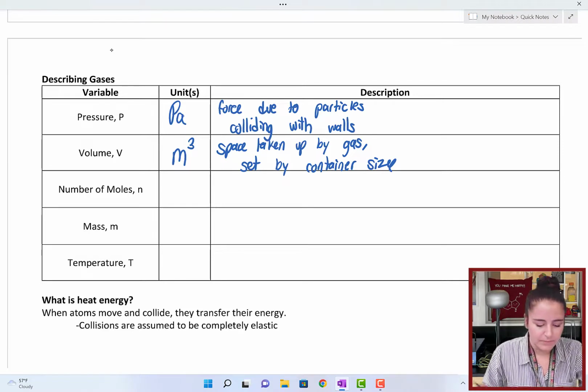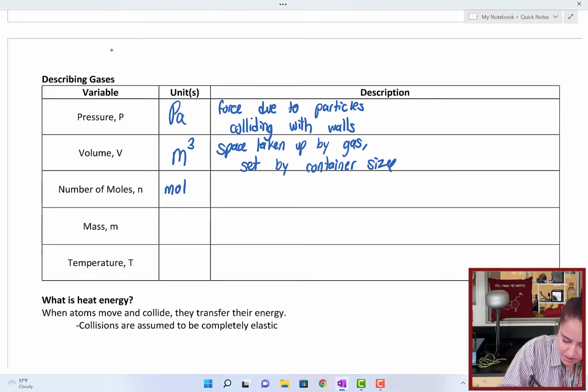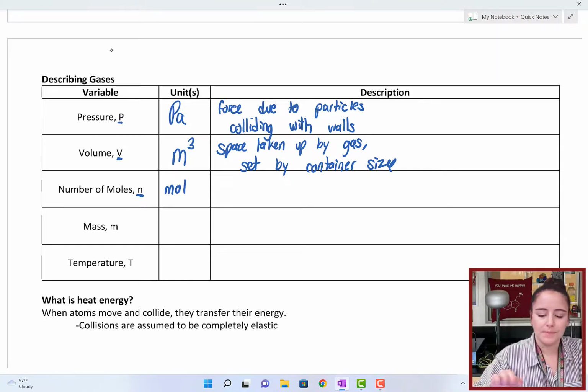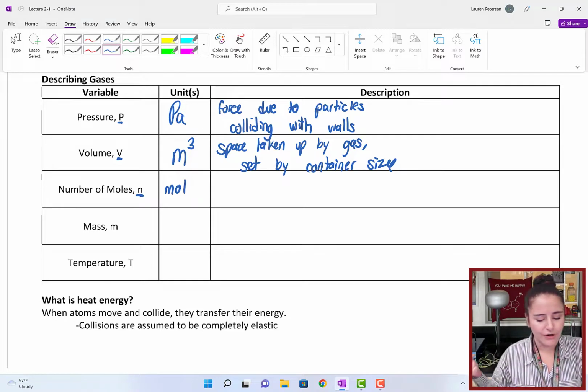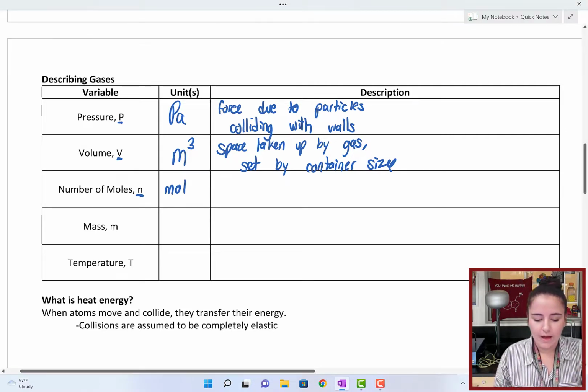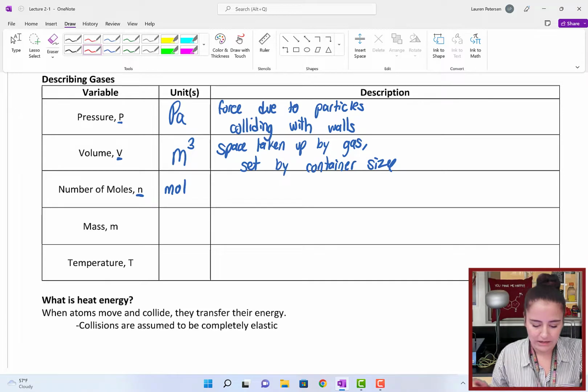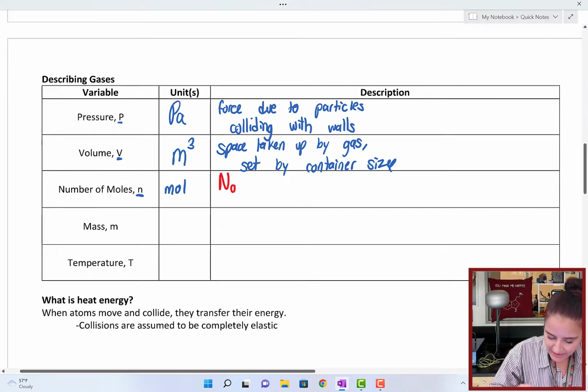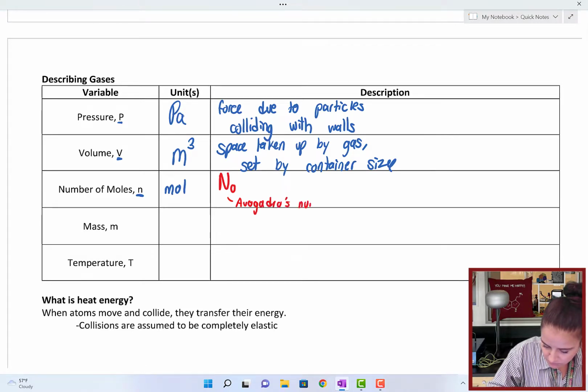Which brings us to the number of moles, which uses the letter n. If you've taken a chemistry class, you probably know what a mole is. If not, I encourage you to watch my short, 5-minute lecture on it. I'll link it in the description. But a mole is a number. On your equation sheet, it's N naught. This is called Avogadro's number, and it is 6.02 times 10 to the 23rd.